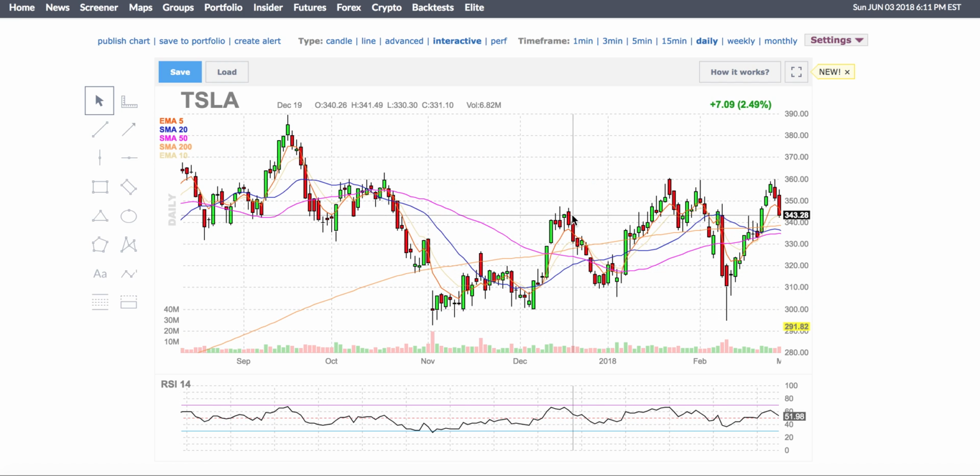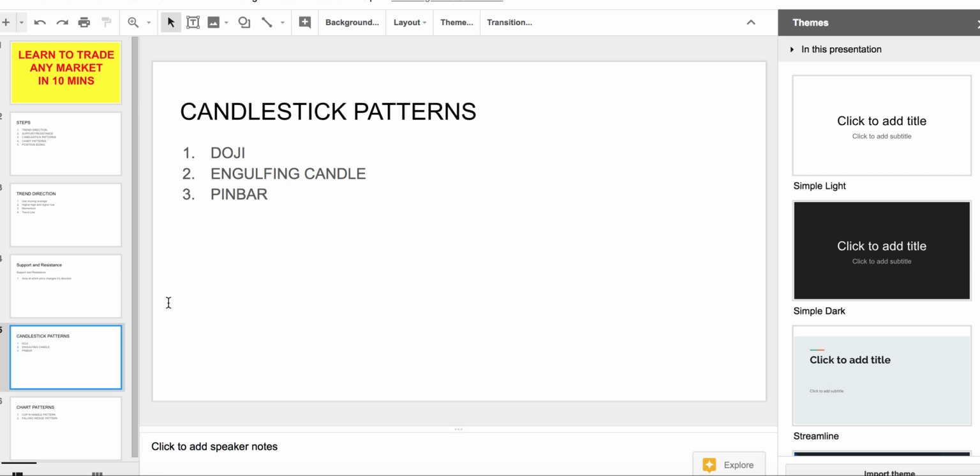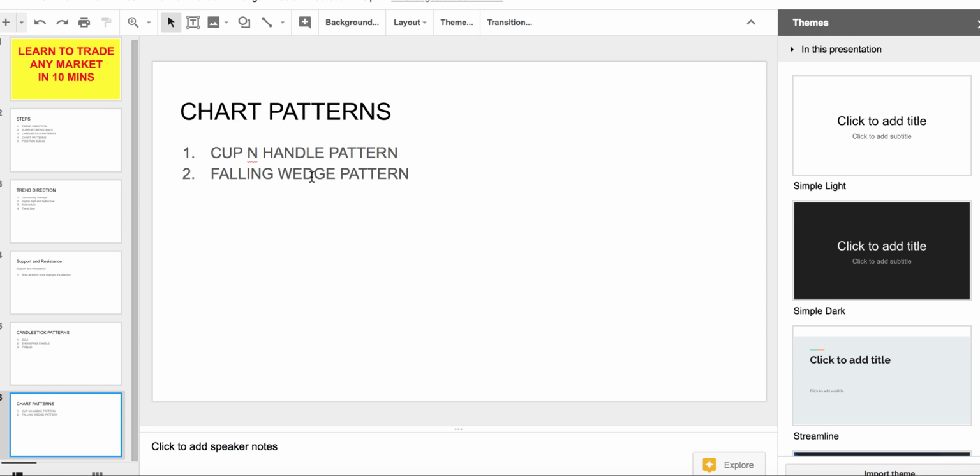Try to see once again, price drops, you form this pin bar, where the price tried to push downwards, came back up, and closed over here. Once it breaks the highs, it's off to the races. So those are the candlestick patterns. Two chart patterns that are more commonly used are the cup and handle pattern and the falling wedge pattern.